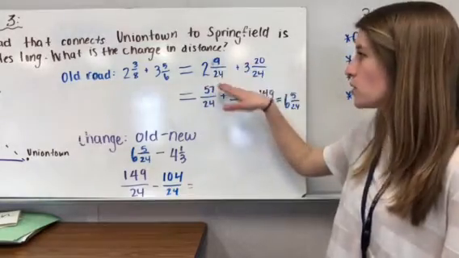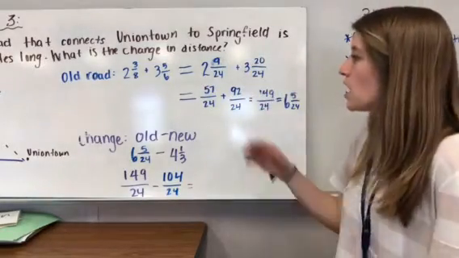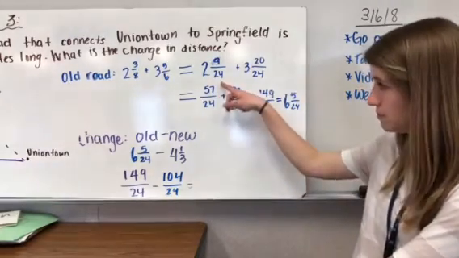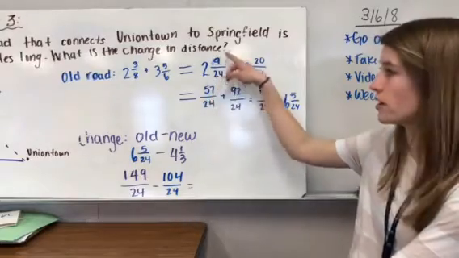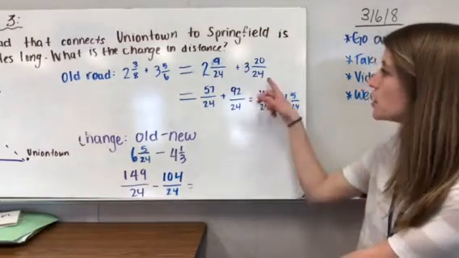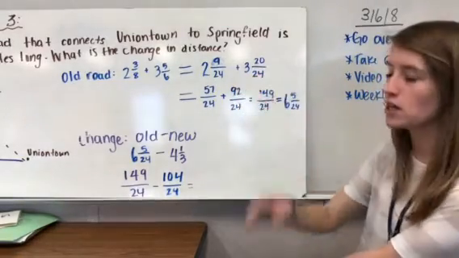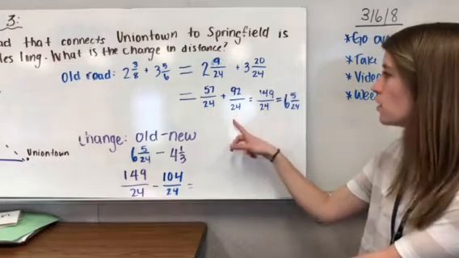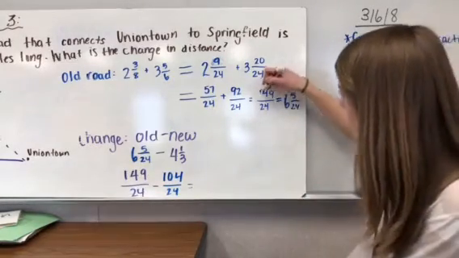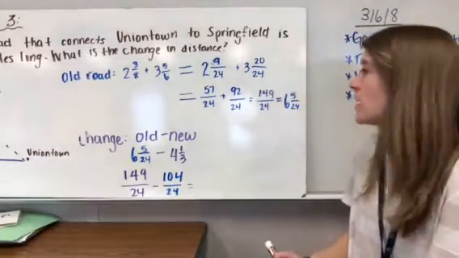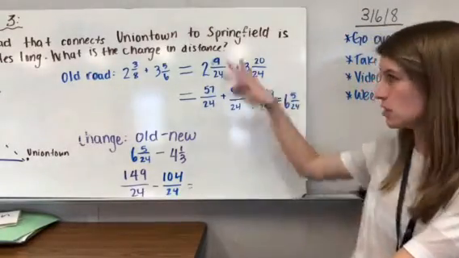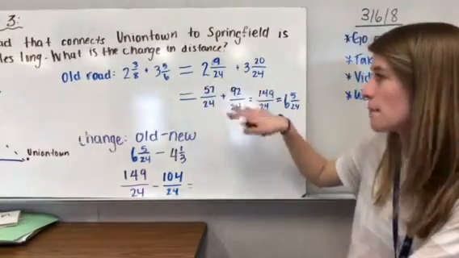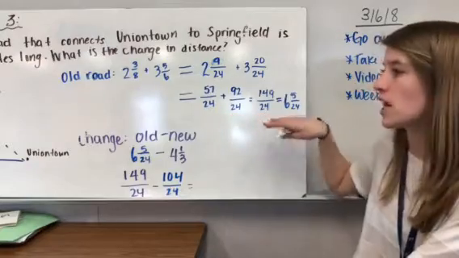Now I have 2 and 9 24ths plus 3 and 20 24ths. Let's first go ahead and make these improper fractions so we can add them. 24 times 2 gets me 48, plus 9 is 57. 24 times 3 plus 20 is 92. Now I have 57 over 24 plus 92 over 24, which gets me 149 over 24, which I can simplify to be 6 5/24. So to summarize this long process, I added my two numbers by first getting a common denominator, then making improper fractions, then adding.